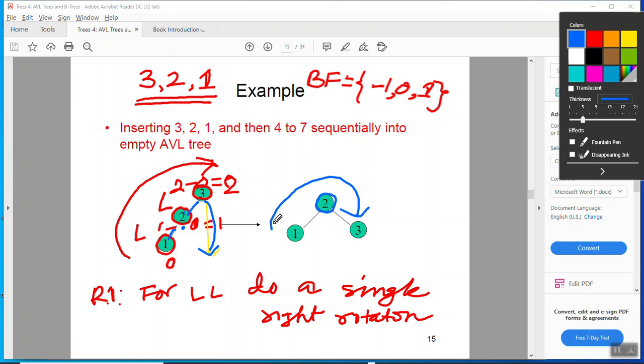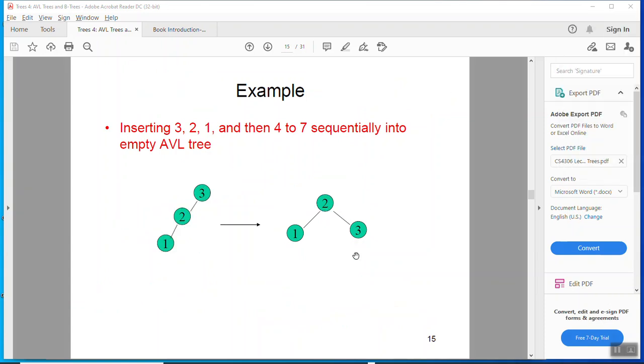Okay, now check the balance factors. This balance factor is 0, this one is 0, and this one is 1 minus 1, this is also 1 minus 1, and this one is 0. So then it is an AVL tree, right? Now if we want to add 4 to 7, that is 4, 5, 6, 7 sequentially, what will happen? Let us see.